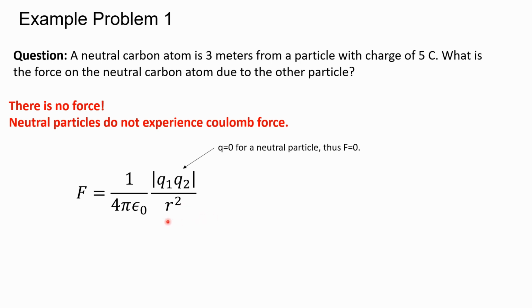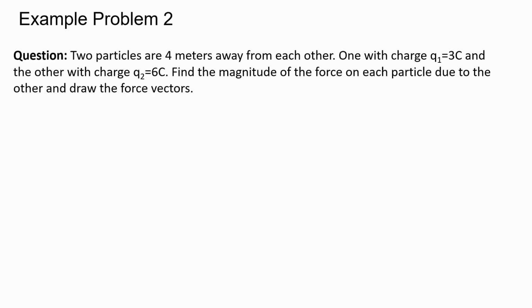Essentially, this can be seen quite easily looking at Coulomb's law, just looking at the magnitude of the force. F is equal to 1 over 4 pi epsilon naught, Q1 times Q2 divided by R squared. For a neutral particle, Q is equal to 0. So F is going to be equal to something multiplied by 0, and thus F is equal to 0.